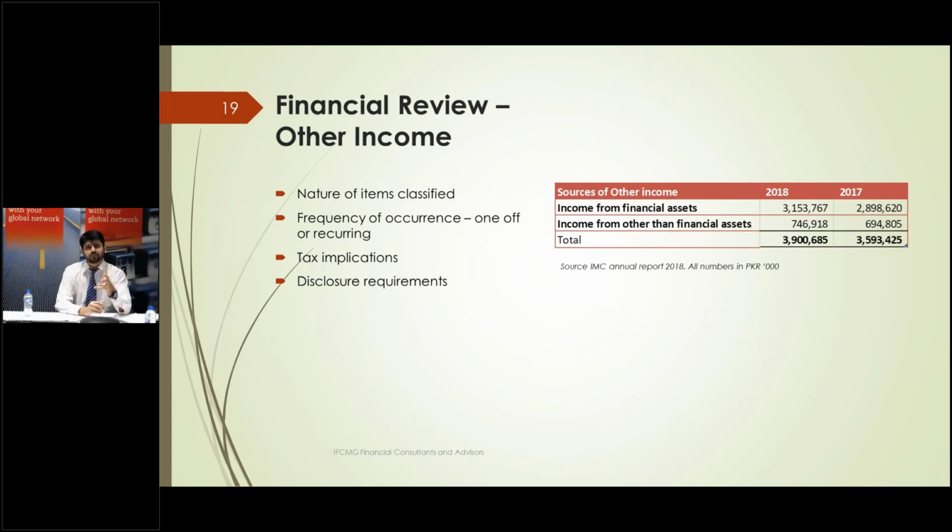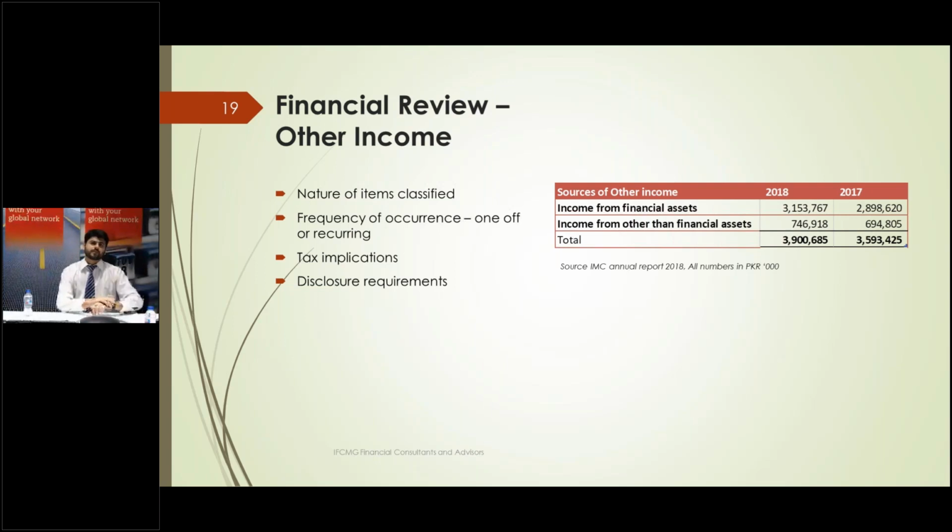So we have income from financial assets, that is income from investments, which I've just shown, and income from other than financial assets, which is other income, including income from disposal of fixed assets and other items. We need to review how much of this income is of a recurring nature, like the income from financial assets, and how much is a one-off occurrence. A one-off occurrence can give an unnecessary spike to your numbers and give a misleading picture.